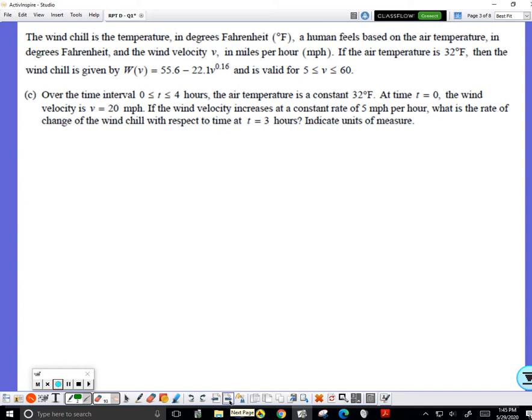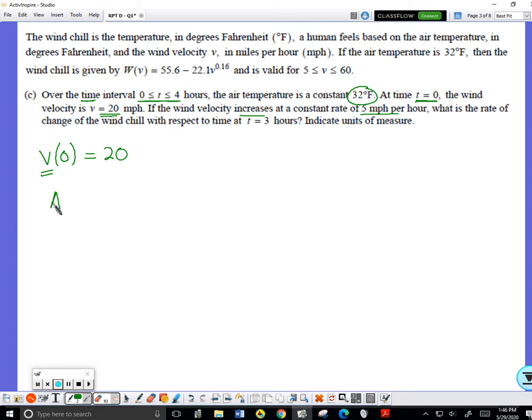Okay, over the time interval 0 to 4, so time now, not velocity, the air temperature is always 32 degrees. At time equals 0, the wind velocity is 20. I would write that down. The velocity at time equals 0 is going to be 20. If the wind velocity increases at a constant rate of 5 miles per hour, I'm going to write that down.